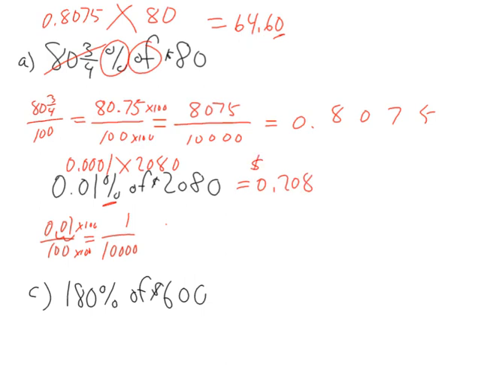0.208, right? Which is not a lot of money. It's approximately 21 cents, right? Because we're going to box that up. That's 20 cents, but that 8 makes this closer to 21 cents than it does to 20. So we're going to say it's approximately equal to 21 cents.